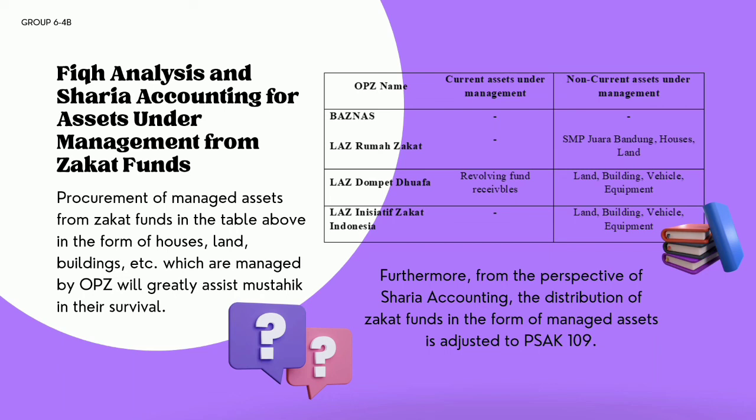This is in accordance with the managed assets owned by OPZ in the research object, namely Rumah Zakat, Dompet Dhuafa, and Inisiatif Zakat Indonesia, where the assets under management are houses, land, buildings, physical equipment, and schools. However, for Dompet Dhuafa's managed assets in the form of revolving fund receivables taken from zakat funds, if adjusted to PSAK number 109, there are no guidelines, because the revolving fund of receivables, according to PSAK number 109 paragraph 37, is only taken from infak or alms funds.